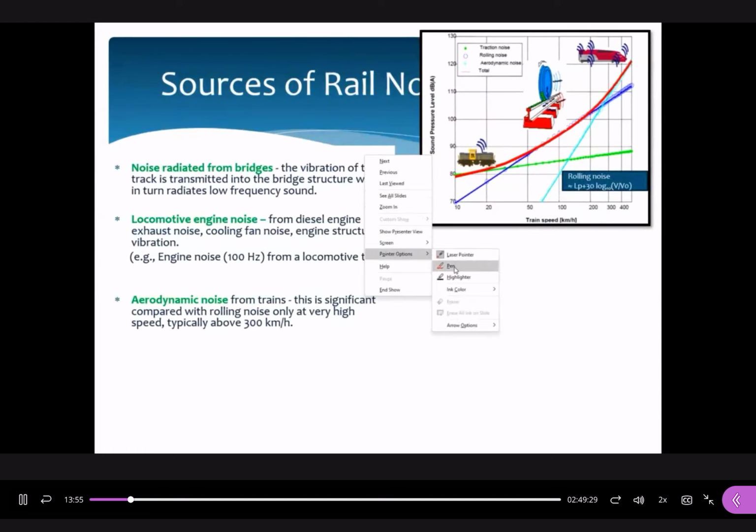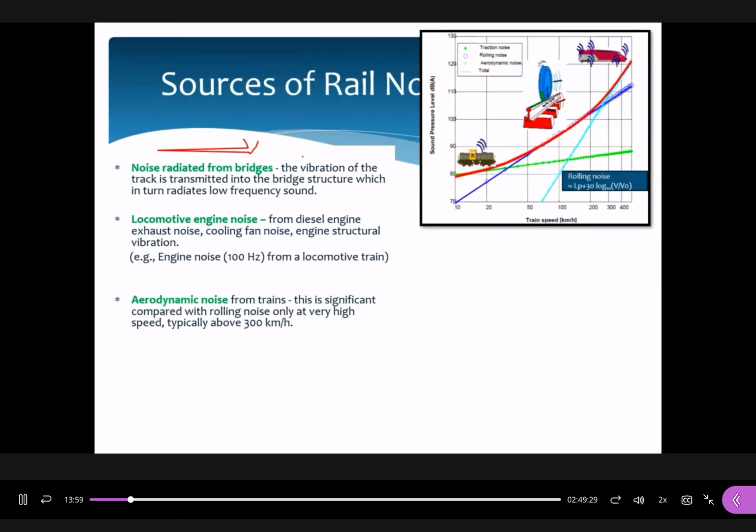When a bridge is used to carry train vehicles, we call this a viaduct, V-I-A-D-U-C-T. And locomotive engine noise: we seldom use this type now because we use electricity to drive train vehicles. But we still have this one to carry cargo rather than passengers.